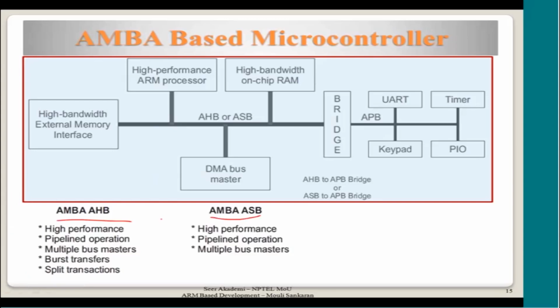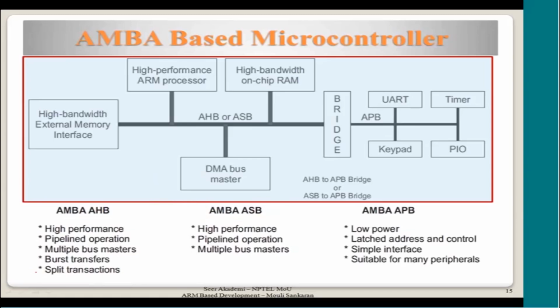ASB is a similar thing, but these two features are not there because its complexity is less. It's for low performance devices where you don't want the complexity of AHB, so we can go in for ASB. Now what is APB? Advanced Peripheral Bus, which is low power, with latched address and control, and a simple interface suitable for many purposes. So multiple peripherals can be connected here because of the latched address and control.